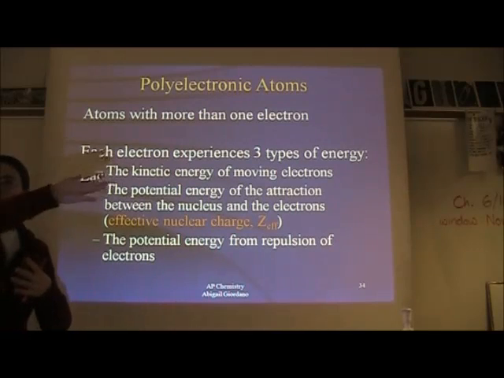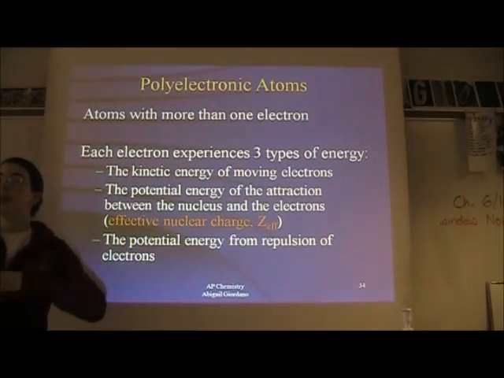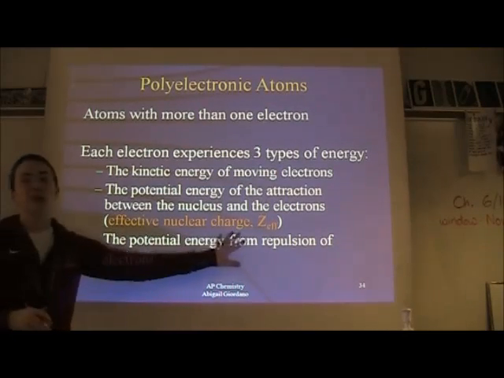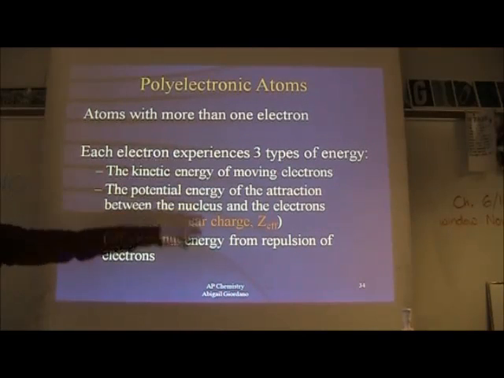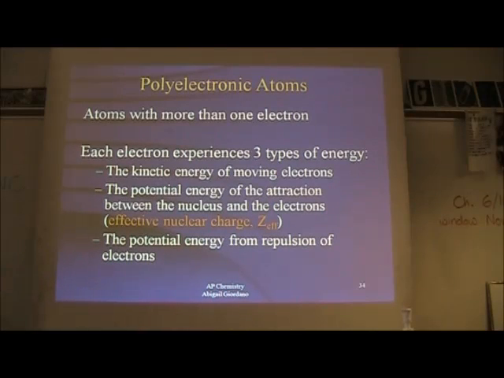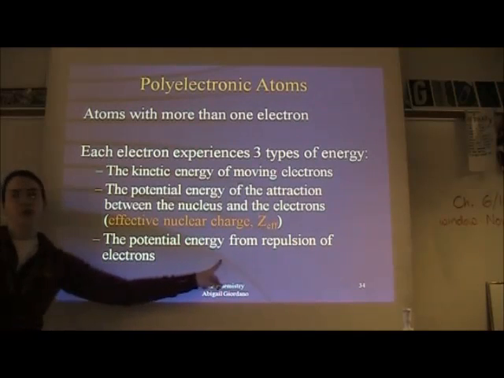Now, can it get away? No, because that effective nuclear charge, which is basically equal to the centripetal force of this situation, keeps it in orbit and prevents it from flying away. There is a second reason why your electrons do not collapse down and implode on themselves. It has to do with this third situation right here.